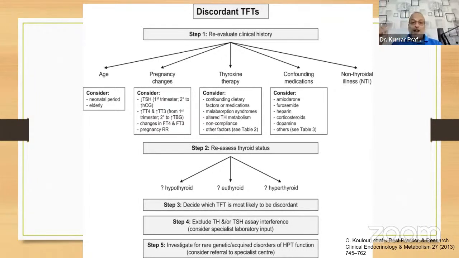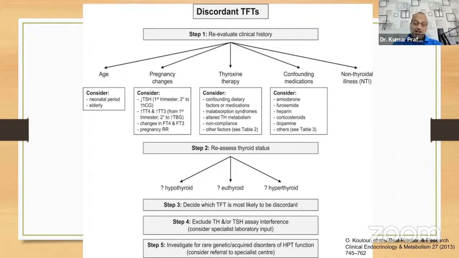You have to evaluate the things properly. Is thyroid hormone being absorbed adequately, or is there resistance to that? Then non-thyroidal illness is another thing that you need to find out. Based on this background, you need to reassess if the patient is hypothyroid, euthyroid or hyperthyroid.